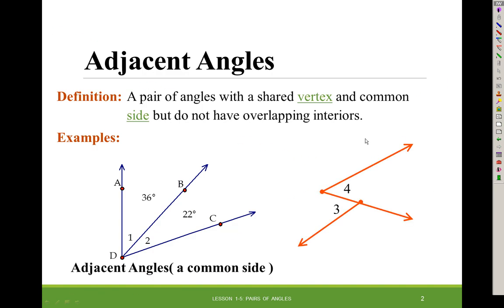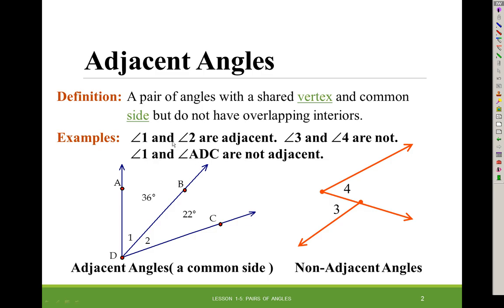These angles are not adjacent, even though they touch. Angle 4 and angle 3 touch a little bit right there. They are not adjacent. So angle 1 and angle 2 are adjacent. Angle 3 and angle 4 are not.